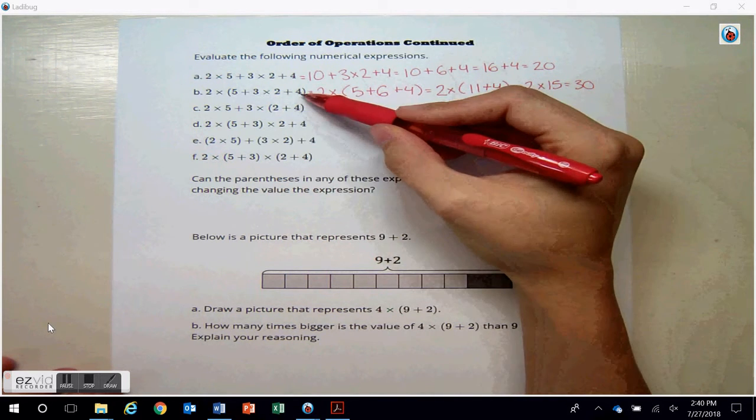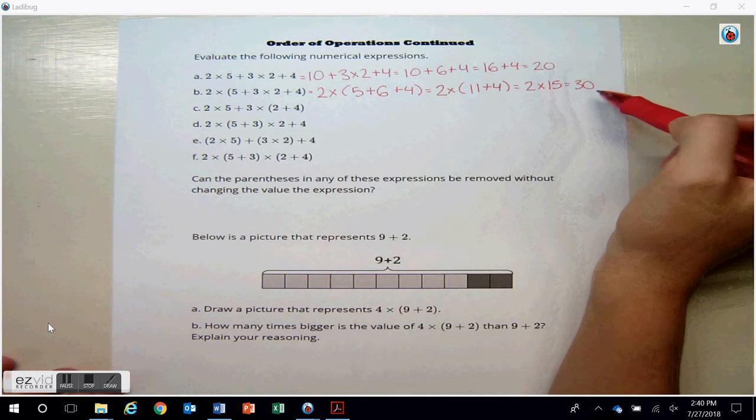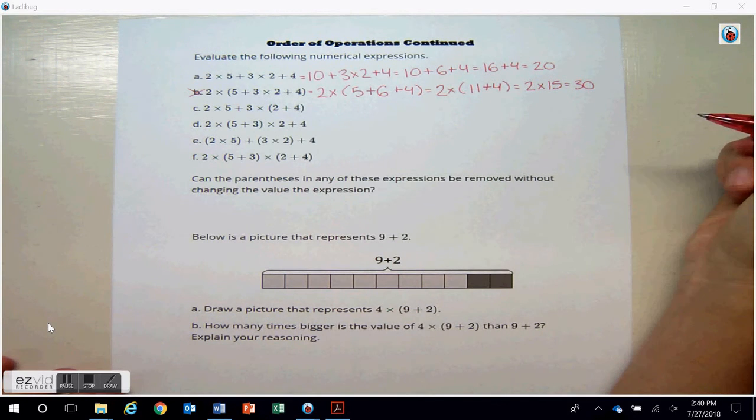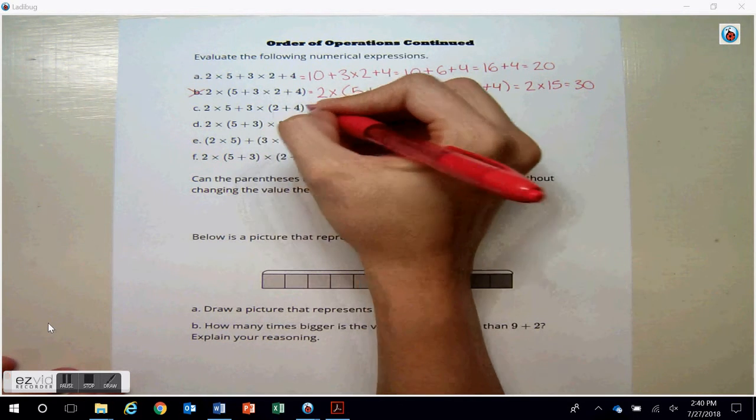That problem, if I took out these parentheses, I don't still get 30. I would get 20. So B is not going to give us the same answer if I take out the parentheses, the grouping symbols.